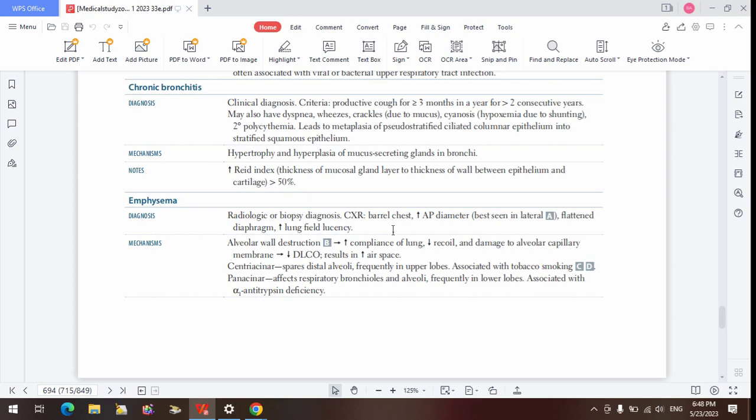The barrel chest, I didn't know that they had removed the image. It's present in the old First Aid.